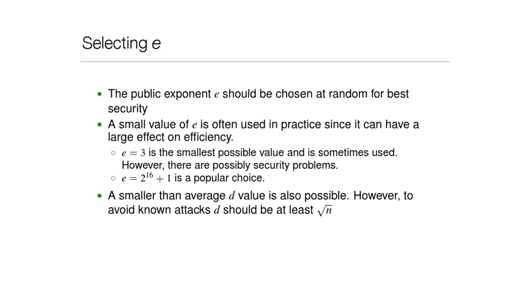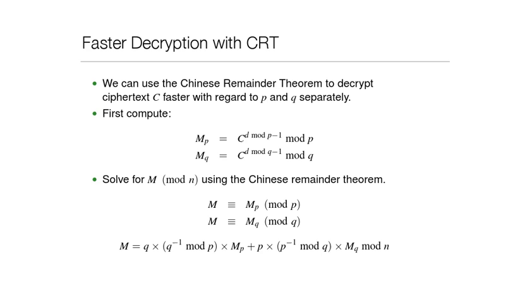That means once the hardness of factorizing is really hard, then RSA is going to be secure, given that we choose the parameters carefully, not allowing the attacker to find loopholes in breaking the things. So a smaller than average D value is also possible, but to avoid attacks, D should be at least the square root of n. N is the product of P and Q.